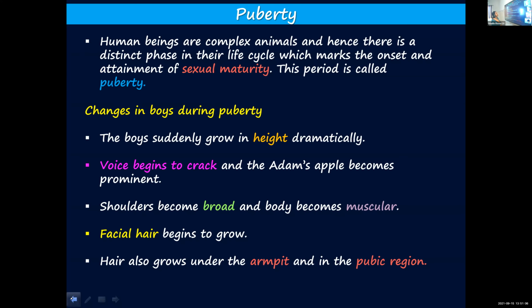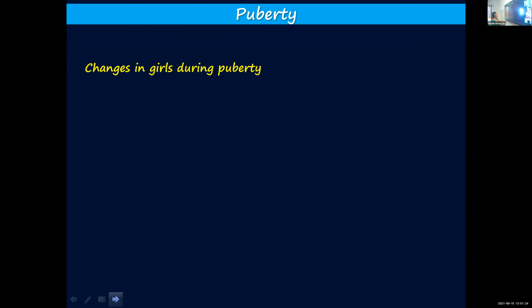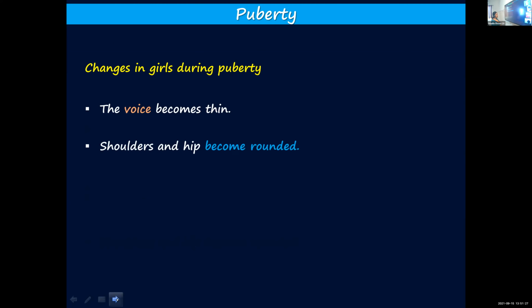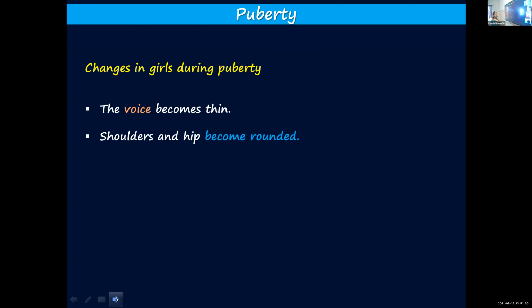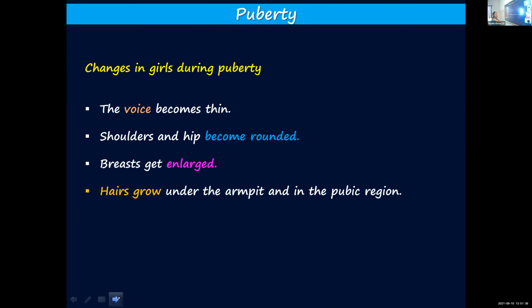The changes taking place in boys at the time of puberty: increase in height, cracking of voice, enlargement of Adam's apple, the body becomes muscular, shoulders become broad, and growth of facial hair and growth of hair in the armpit and in the pubic region. And in the case of females or girls, the voice becomes thin, the shoulders and hips become rounded, enlargement of breast and growth of hair in the armpit and pubic region. These are some of the changes taking place in girls and boys at the onset of puberty, and these changes will be developed gradually. Okay?